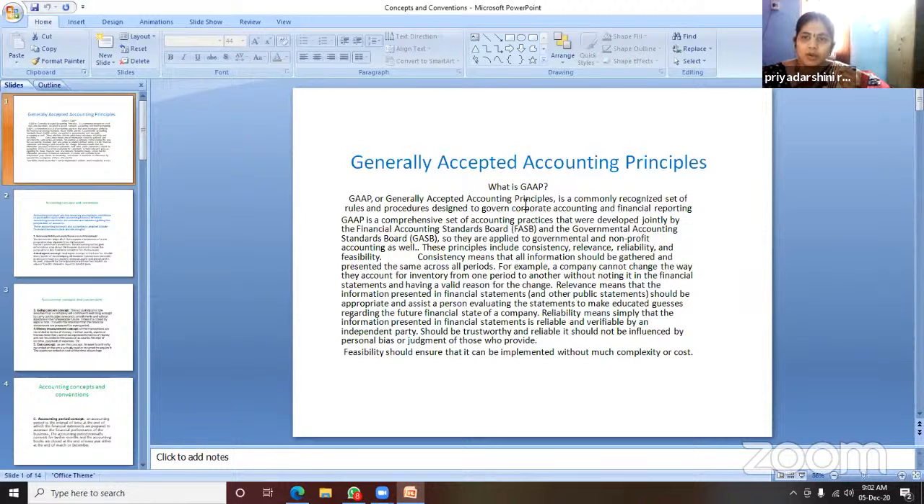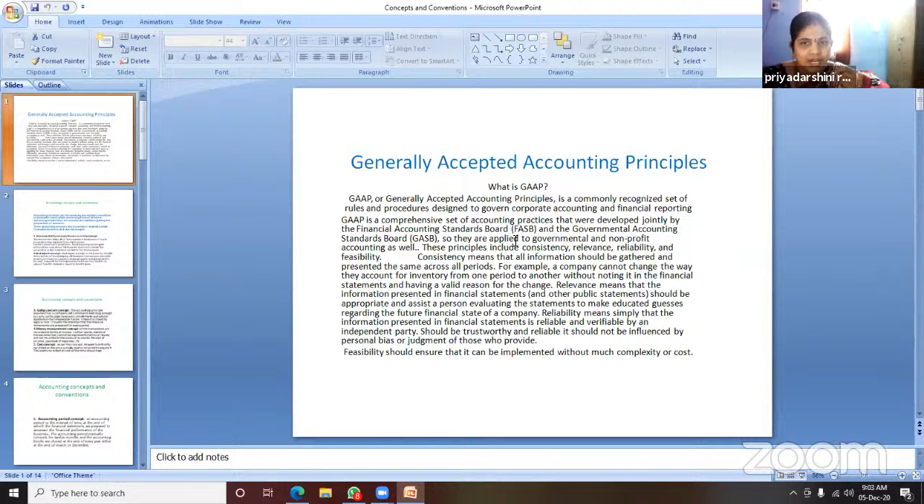GAAP, generally accepted accounting principles, is a commonly recognized set of rules and procedures designed to govern corporate accounting as well as financial reporting. These are the set of rules designed to govern corporate accounting, in order to prepare the corporate accounts and provide the financial reporting to the users. This GAAP is a comprehensive set of accounting practices that were developed jointly by the Financial Accounting Standards Board and the Governmental Accounting Standards Board.